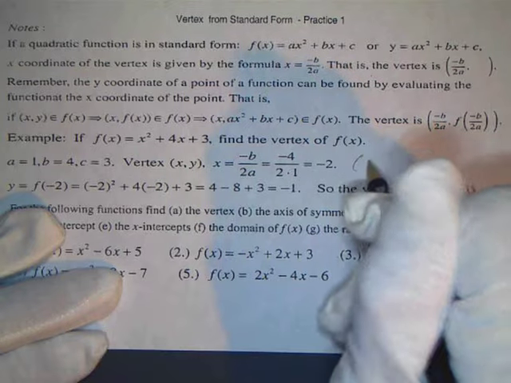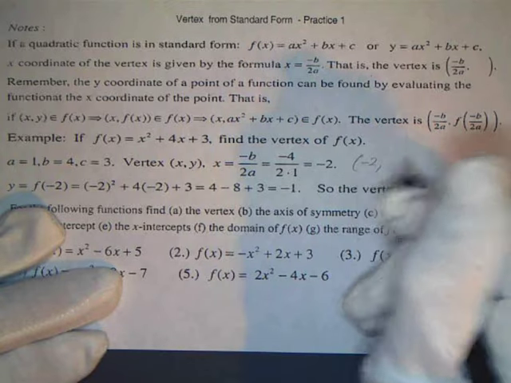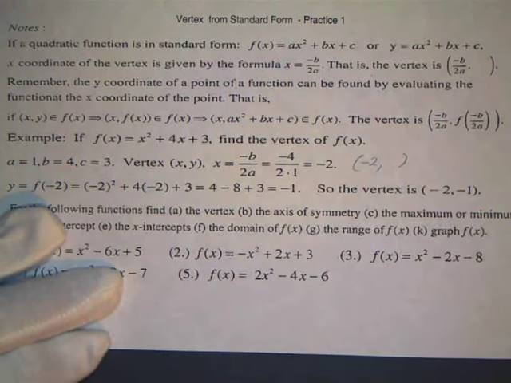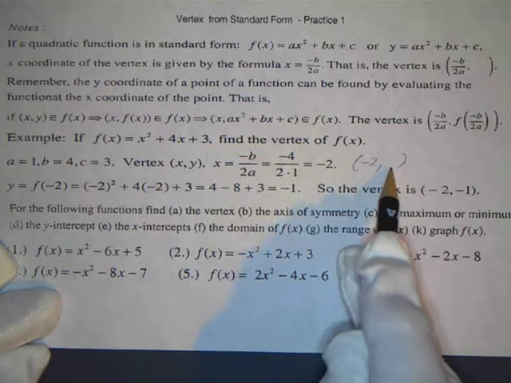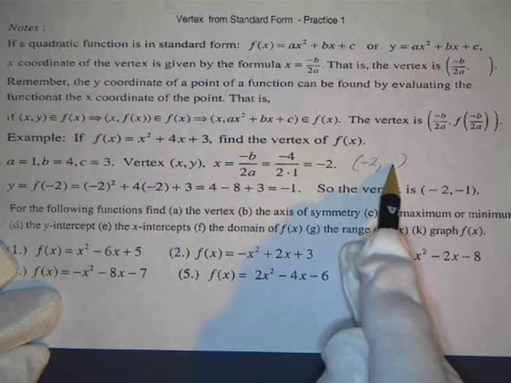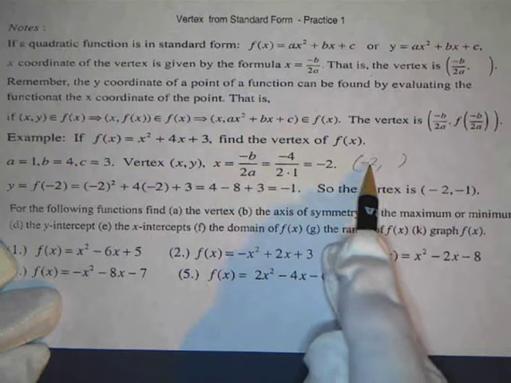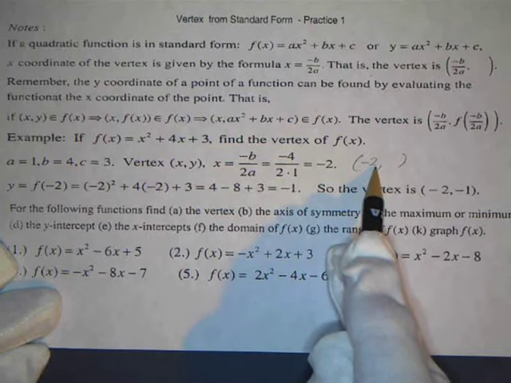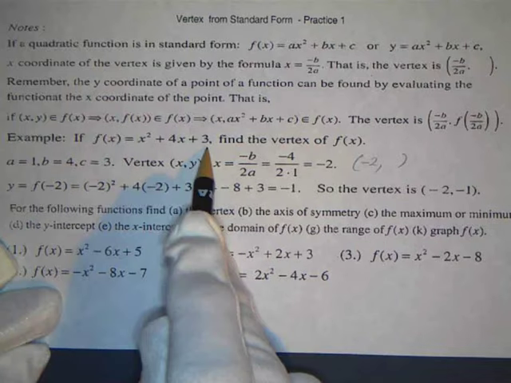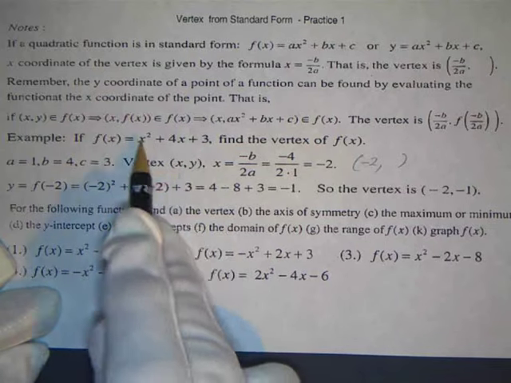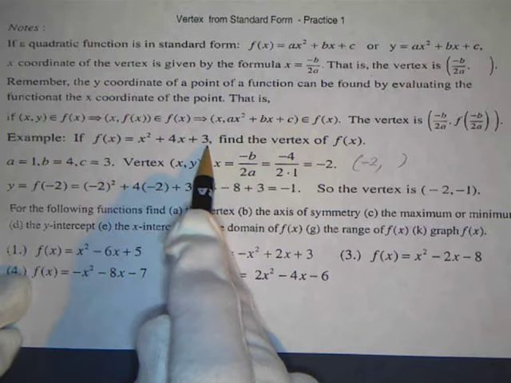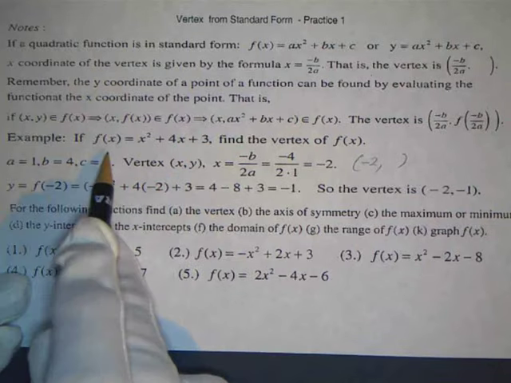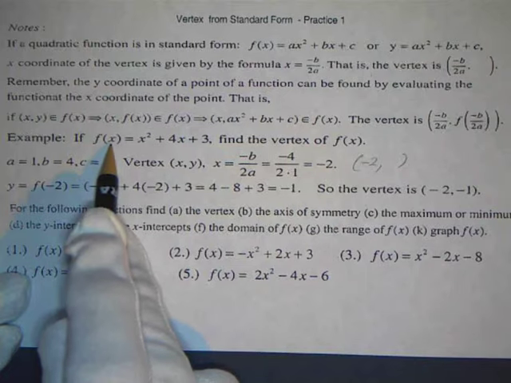So right now I know the vertex is -2, something. Now I don't know what that something is. So how do I find the something, or the y value, or the range value, or the output when I put in this input? Well, I take this input value and I put it into this rule. This rule says f of something squared plus 4 times something plus 3 will give me my output, whatever the something is.